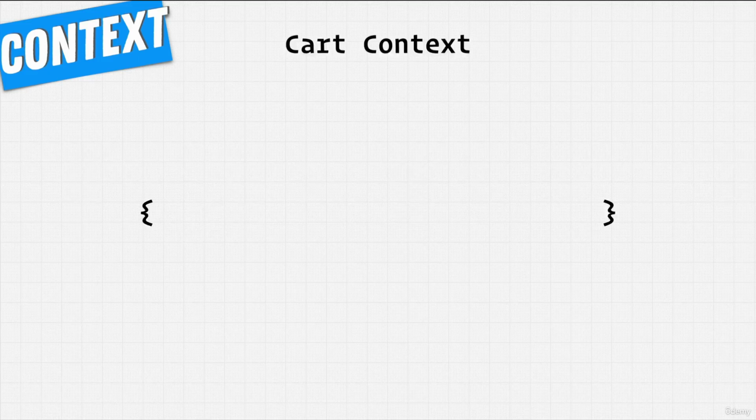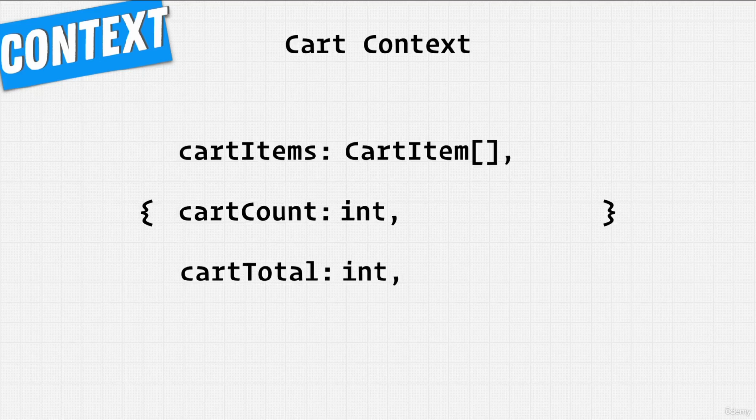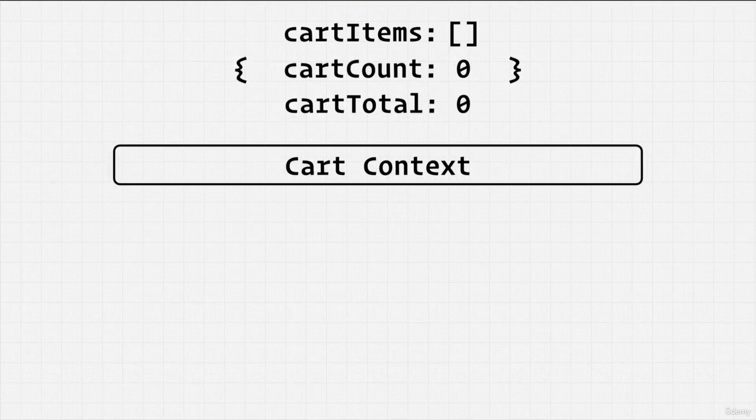But let's take a more complicated example, like our cart context. Our cart context is something that contains multiple values. It can store cart items, which is an array of cart item objects. It can store a cart count, which is an integer that represents the total number of things or cart items inside of our cart. And we have a cart total, which is a value representing the total cost of goods inside of our cart.